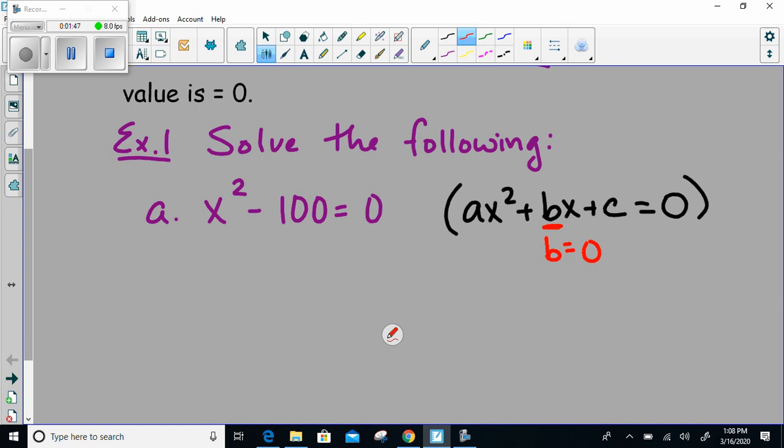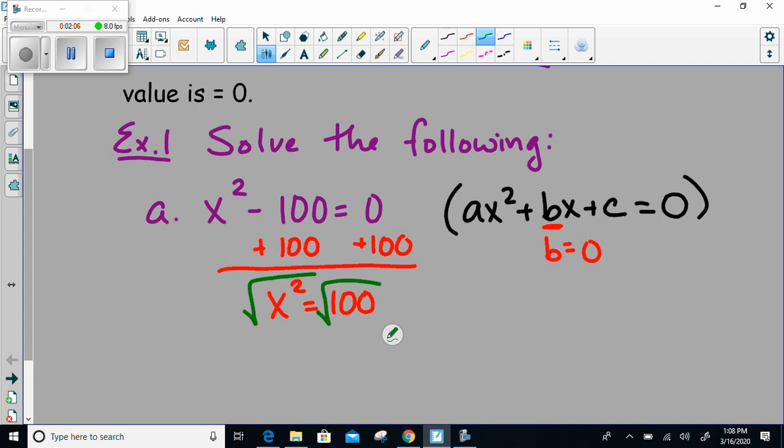Again, this is what I consider the roots method. What we'll simply do is add 100 to both sides. That leaves us with x squared equals 100. And of course, we want to get rid of the squared term, so we'll take the square root of both sides. And we'll get x is equal to plus or minus 10. And those are our two values.